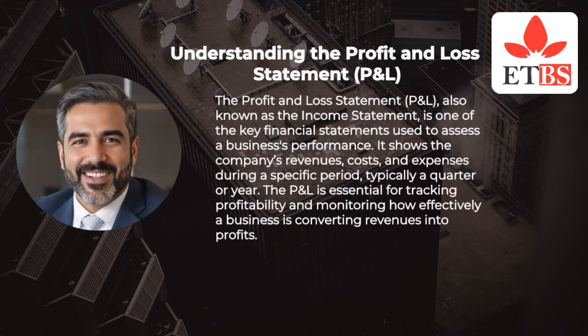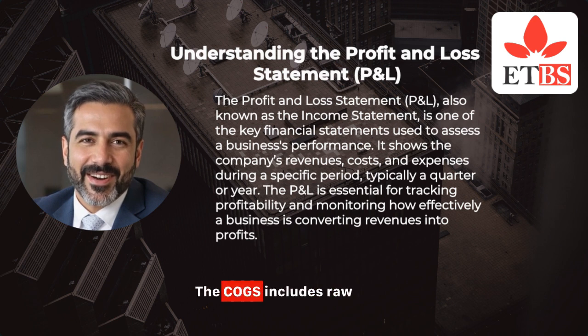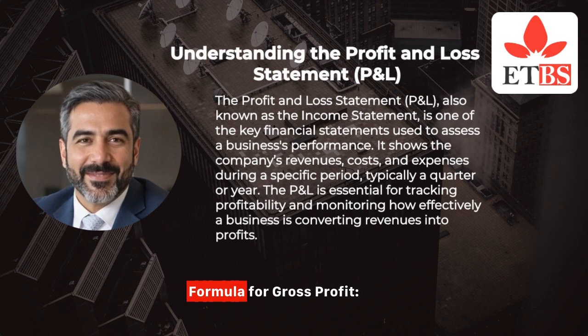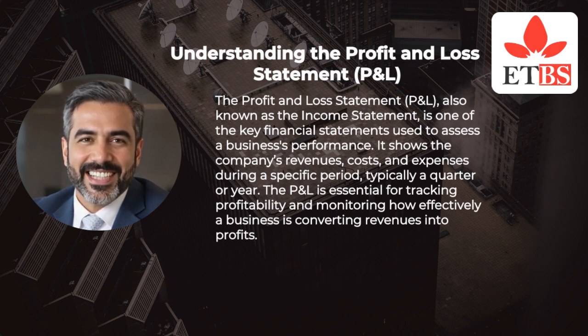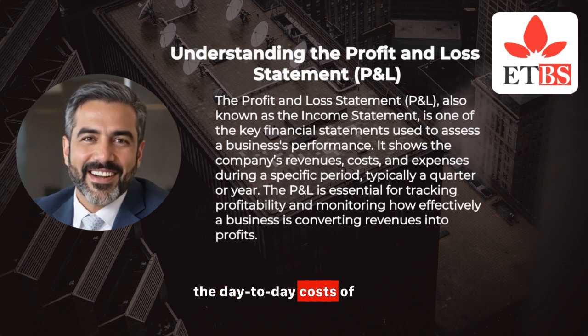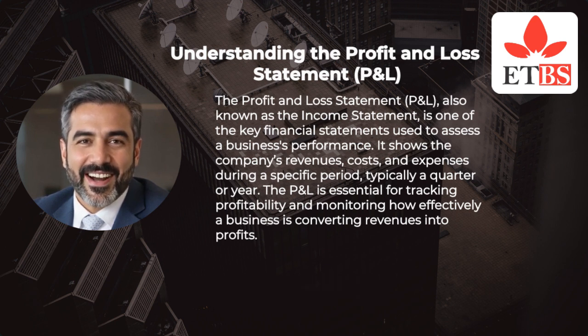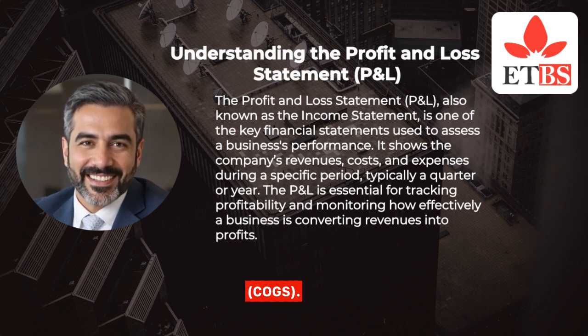Cost of goods sold, COGS. These are the direct costs associated with producing or purchasing the goods that were sold. The COGS includes raw materials, direct labor, and manufacturing costs. Formula for gross profit: gross profit equals revenue minus COGS. Operating expenses, OPEX. These are the day-to-day costs of running the business, including salaries, rent, utilities, and marketing. OPEX excludes the direct costs of producing goods, COGS.